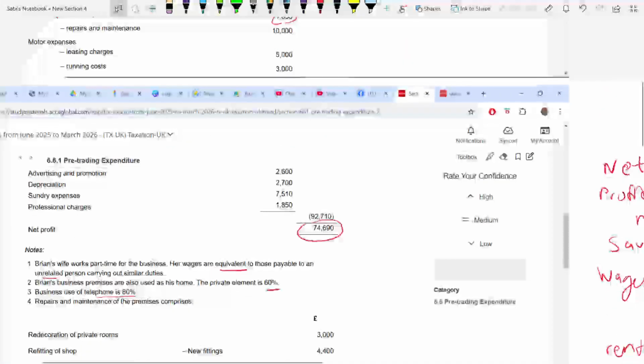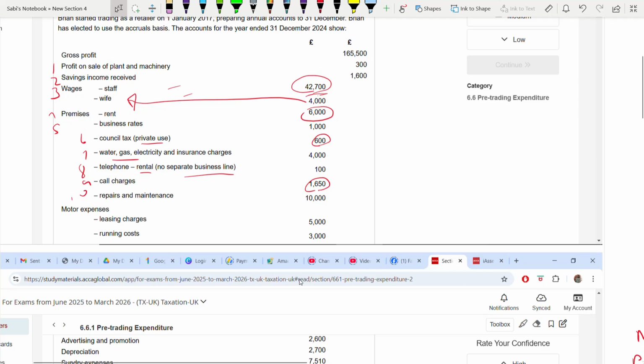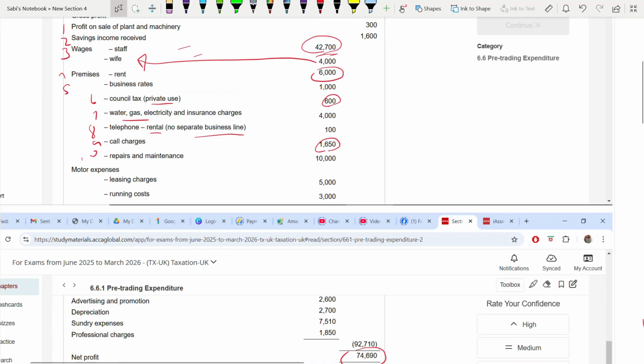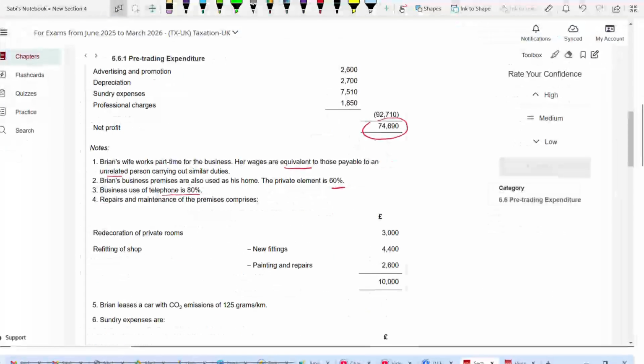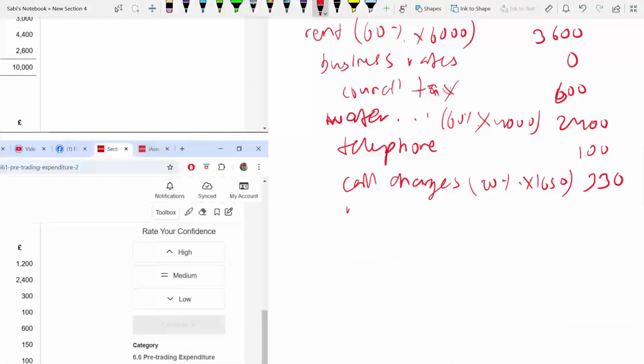are your repairs. Repairs and maintenance, number 10. For this we have a note. So this 10,000 is shown here, under note 4. Okay. So redecoration of private room. It's a capital expenditure, not allowed. So 3,000 add back. Redecoration.